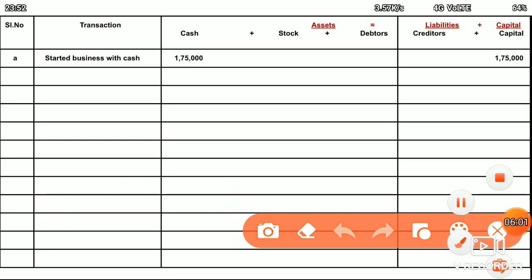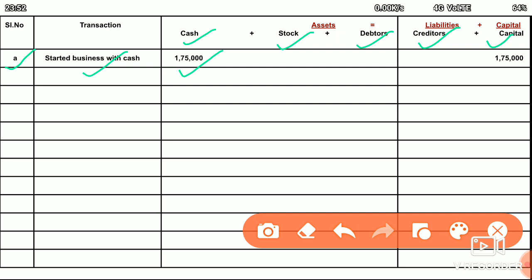We will draw the format. Then after drawing the format, we will open the cash account, the stock account, the debtors account, the creditors account, and the capital account, which we have already identified. After that, we will write serial number A, started business with cash. The amount of cash we will increase by 1,75,000 because the business is receiving cash as the owner has brought this as an investment in the business. And also the business will increase the capital by 1,75,000, because the owner is bringing capital into the business.